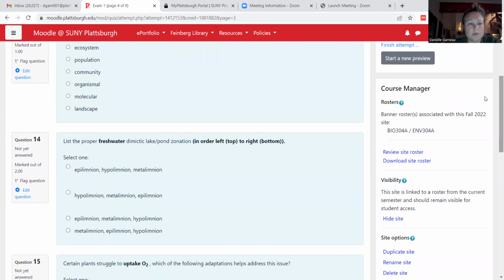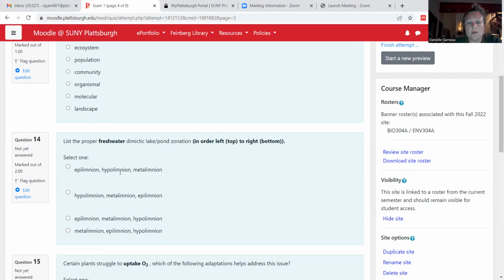All right, 14. Proper freshwater dimictic lake pond zonation. So we want to write our zones. I think you saw this on the quiz, right? So we look through our list here, knowing that like our skin, right? The outer part of our skin is the epidermis. So the epilimnion would be the top.